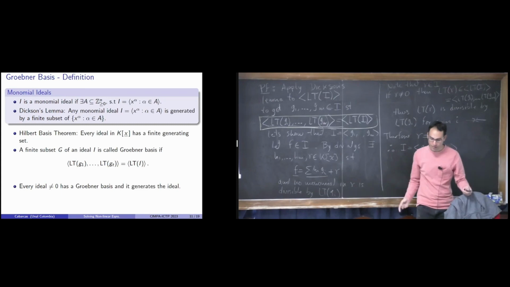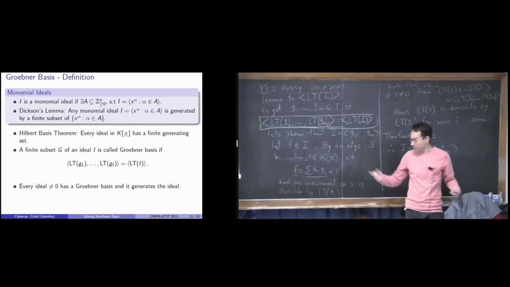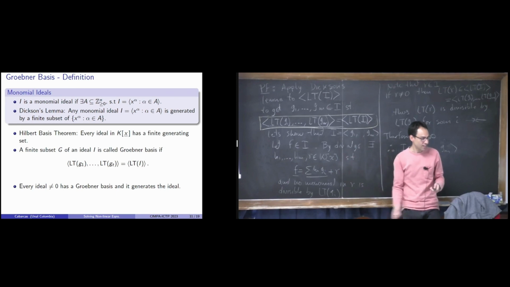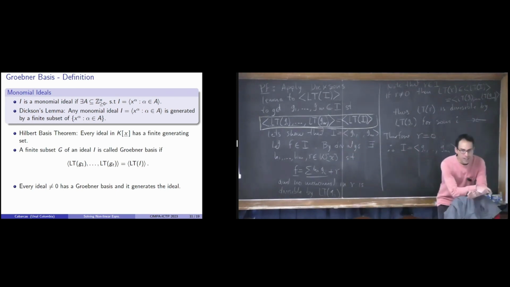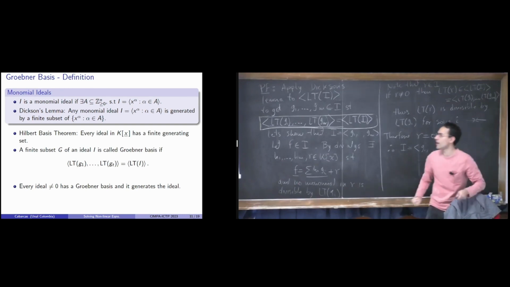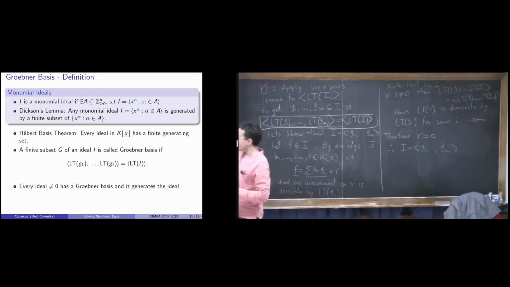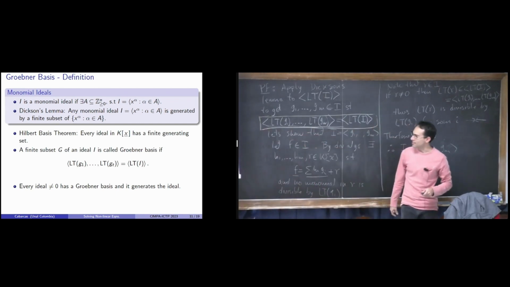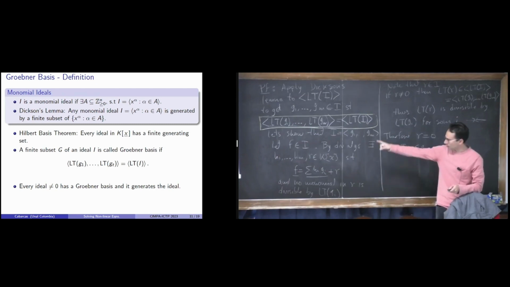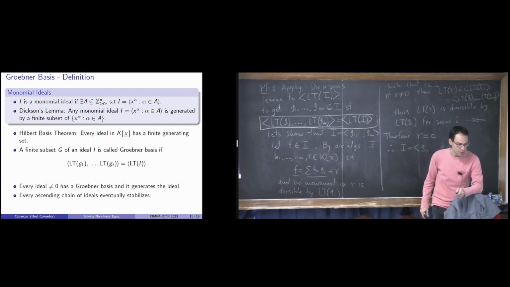And it's not hard to see, looking at this proof, that every ideal different from 0 has a Groebner basis, and that it generates the ideal. So here I'm not saying that it's a set of generators, but it definitely is. If you get this condition with elements from the ideal, you do get that they generate the ideal, as we saw here. And also, there are a few more results that come out quickly from there.